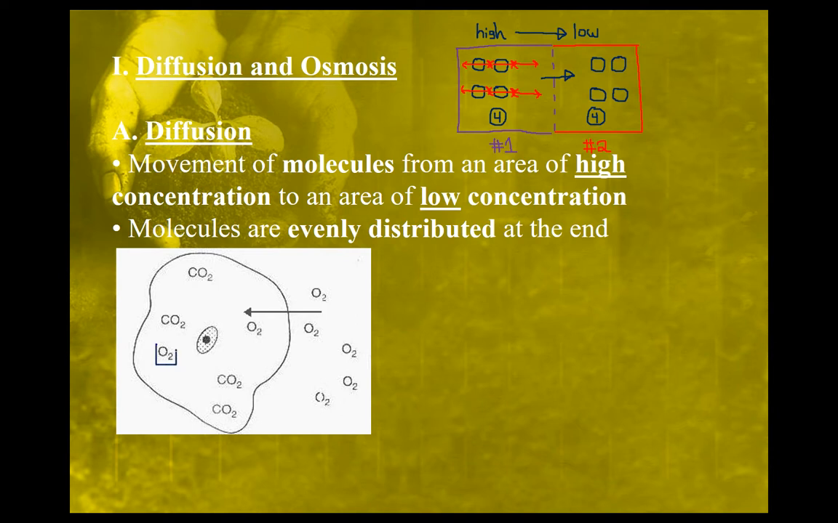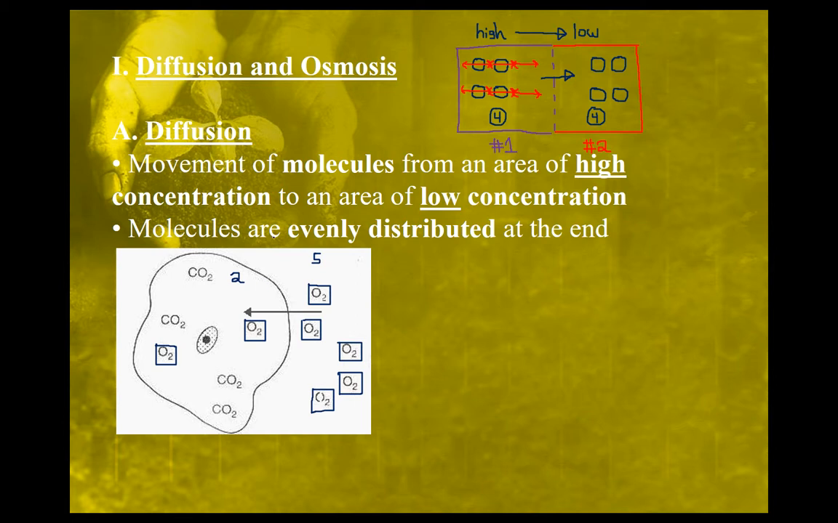So O2, so we got 1, 2. So we have 2 O2 molecules inside of this border right here. So this border represents a cell. And we have 1, 2, 3, 4, 5 on the outside. Okay, don't worry about the CO2 right now. So we have 5 on the outside.